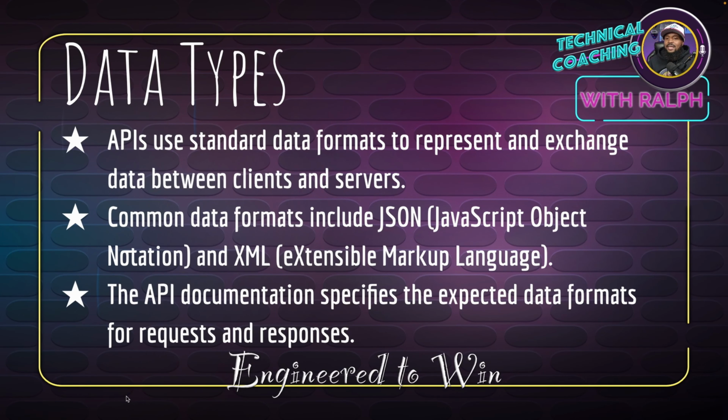Next up, we have data types. APIs use standard data types or standard data formats to represent and exchange data between clients and servers. Common data formats include JSON, JavaScript Object Notation, and XML.